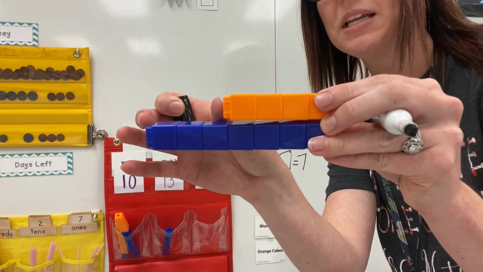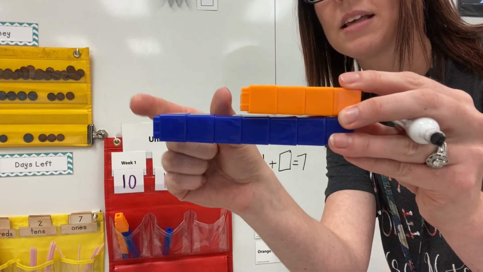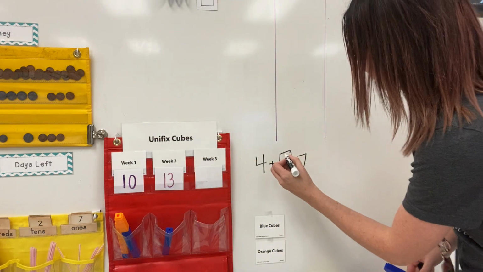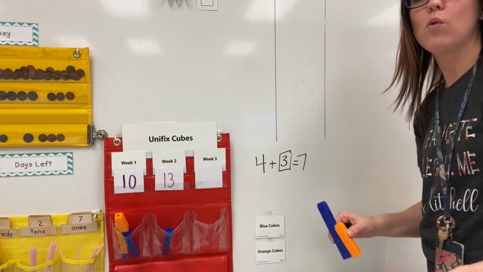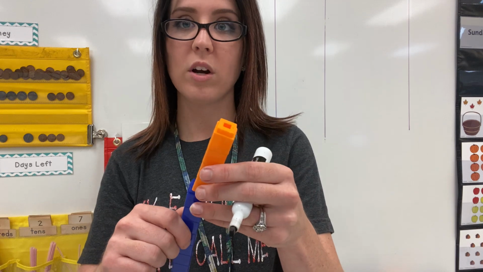Orange needs this many more to be the same as 7. How many more did orange need to be the same as 7? 3. 4 needed 3 more to be the same as 7. Very good. Okay, are you ready to find out how many we got all together? We're going to put 7 and 4 together.